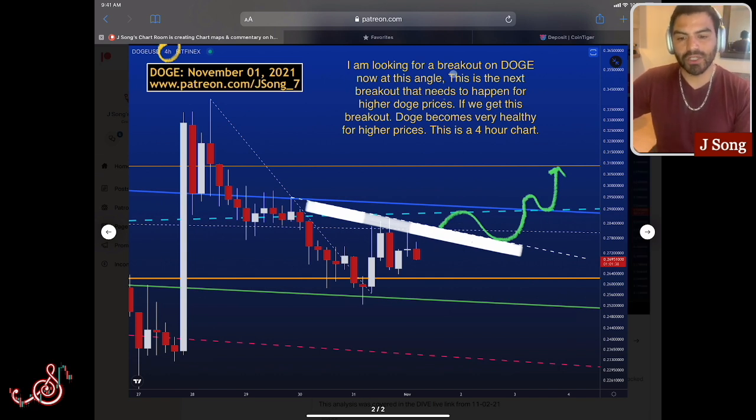And I said I am looking for a breakout on Doge. This was on the 4-hour chart. Now at this angle, this is the next breakout that needs to happen for higher Doge prices. If we get this breakout, Doge becomes very healthy for higher prices. So I'm watching for this dashed line. That's the one that's really important for us to be able to break above. And again, we should have no problems with this dashed line because we broke it once before.